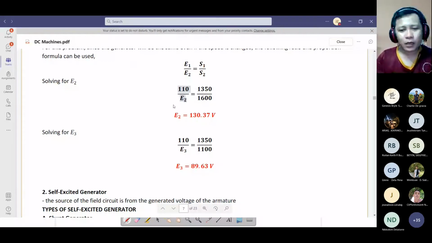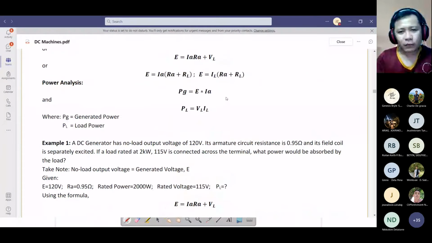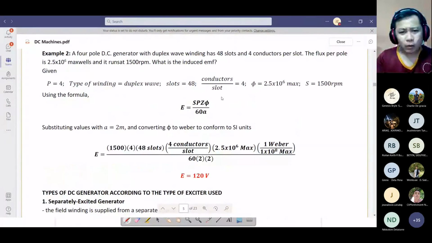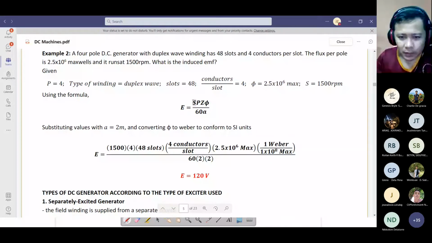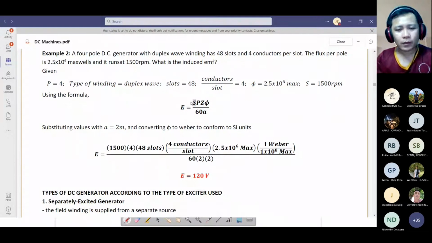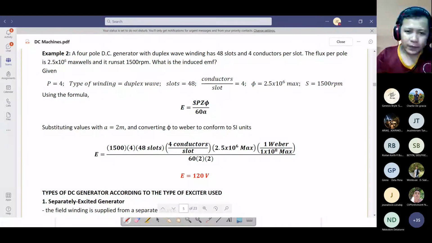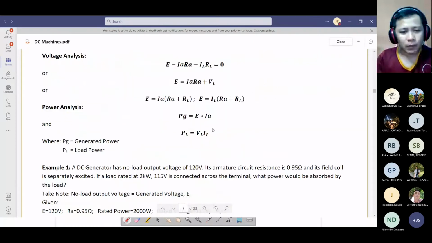Where do we get that? Recall. We have the formula E is equal to SPZV over 60A. As you can see, speed is in the numerator, meaning voltage and speed are both directly proportional. So if they are directly proportional, you can assume that if the speed is increased, the voltage will also increase. If the speed is decreased, the voltage will also decrease. And that's what happened here in our example number 2.